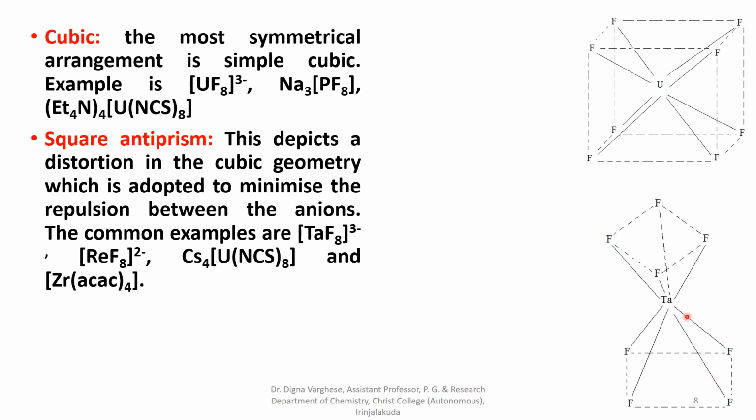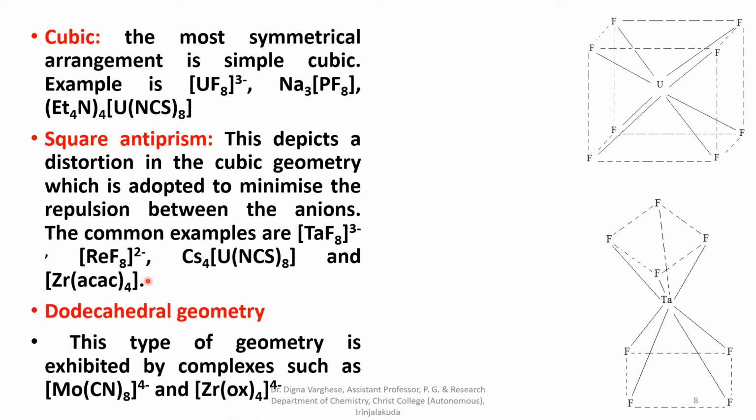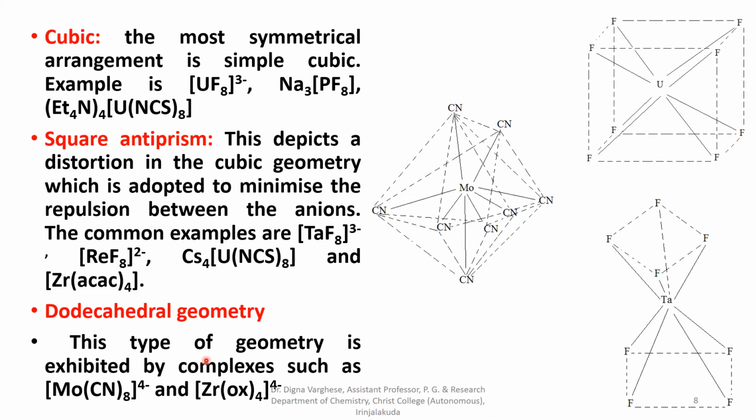Both the square is attached to the central metal atom. ReF8 2-, cesium uranium NCS8, and zirconium acetylacetonato complex. These are square antiprismatic complexes. And the third one is dodecahedral geometry. This type of geometry is exhibited by complexes such as Mo(CN)8 4- and Zr(ox)4 4-. So these are some examples of cubic, square antiprism, and dodecahedral geometry having coordination number 8.